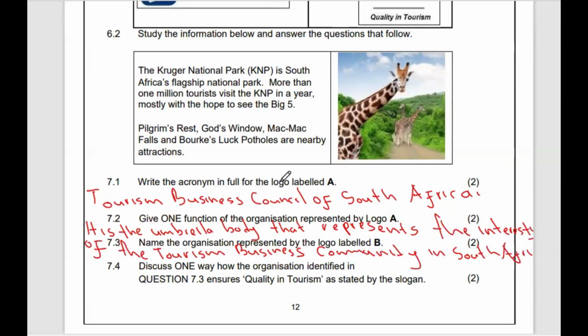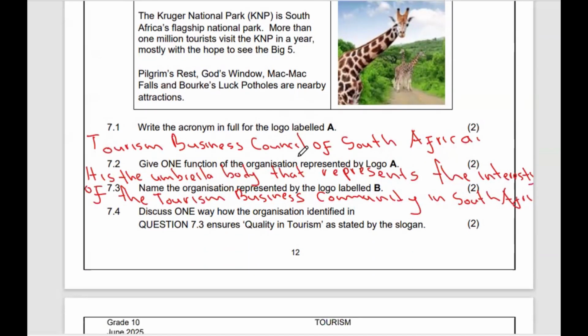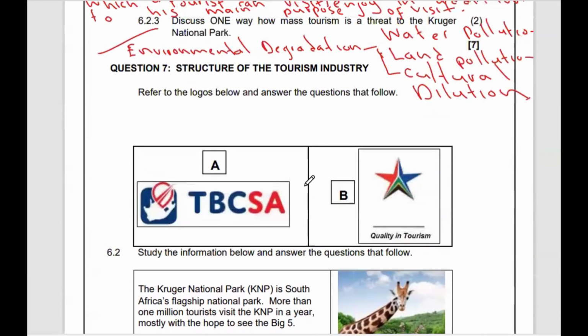So that is the function of the TBCSA. Then 7.4, discuss one way how the organization identified in 7.3 ensures quality tourism as stated by the slogan.